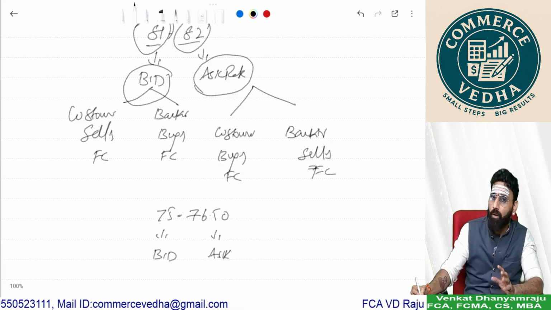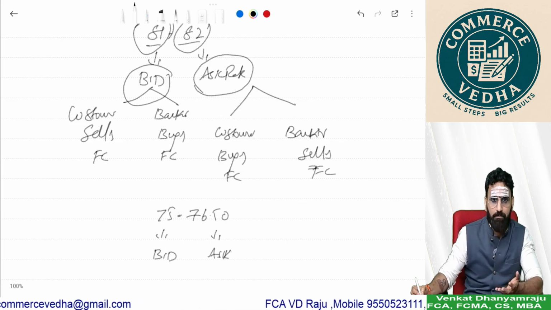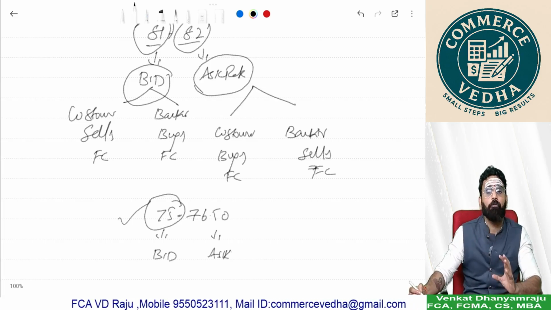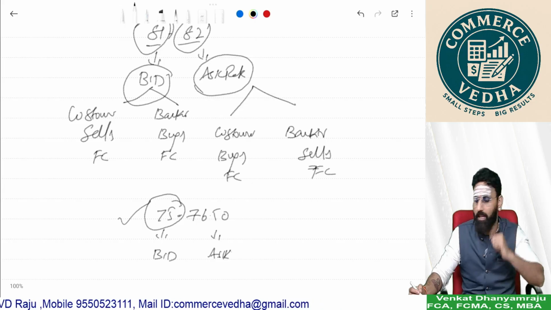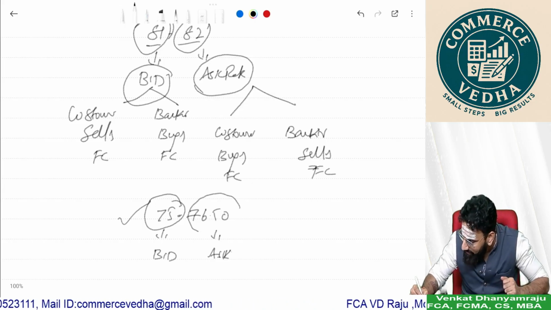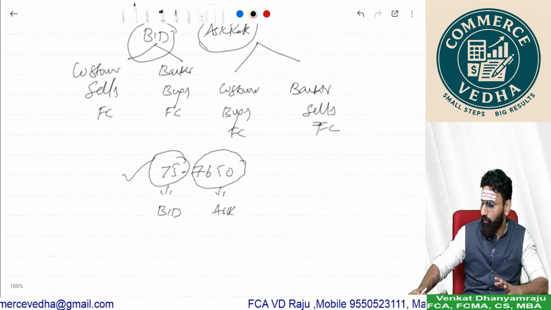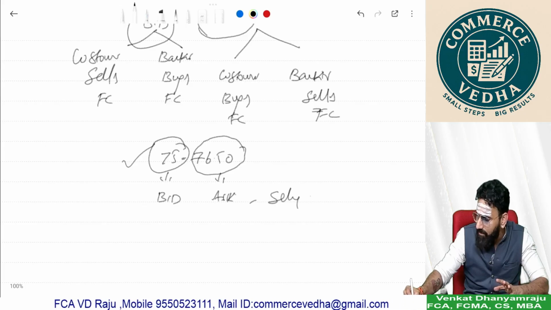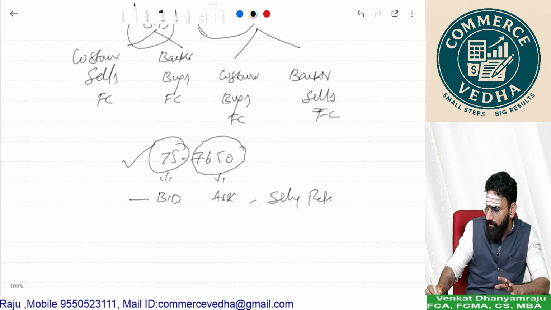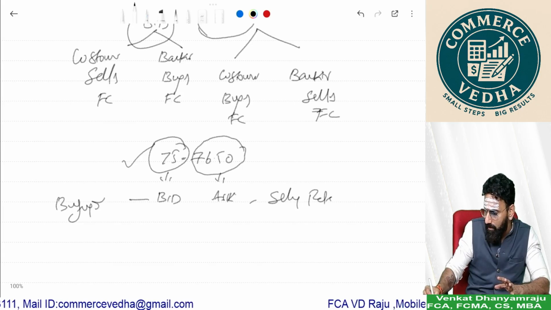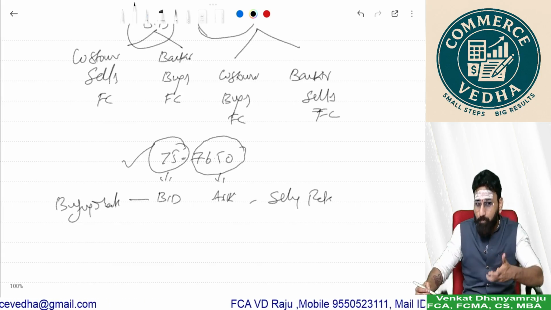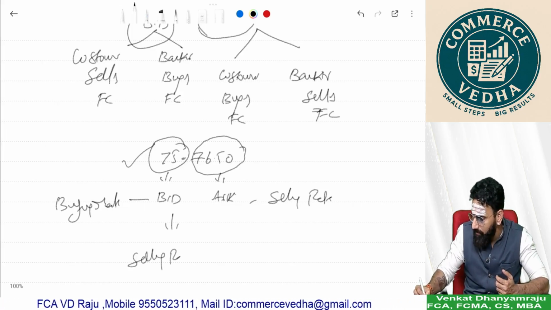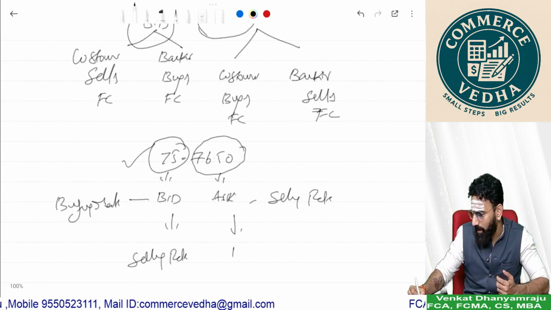If the bank wants to buy, it means you are selling. Bank buys at 75. If you want to buy, the bank is selling. Bank sells at 76.5. So from the banker's perspective, ask is the selling rate, bid is the buying rate. From your perspective, bid is the selling rate and ask is the buying rate.